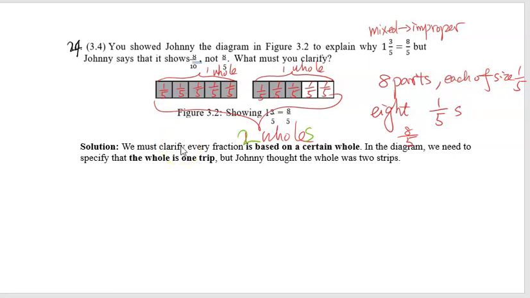So we must clarify every fraction is based on a certain whole, and we need to specify the whole is one strip, not the two strips. So we cannot just change suddenly from two wholes to one whole. The whole never changes.